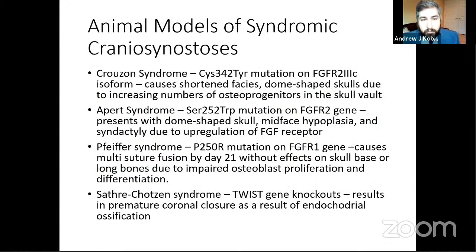Very briefly, Crouzon is the result of a cysteine to tyrosine mutation on the fibroblast growth factor receptor 2, IIIc isoform. It causes the syndromic shortened face and dome-shaped skull, and it results in increasing numbers of osteogenic progenitor cells within the skull vault.